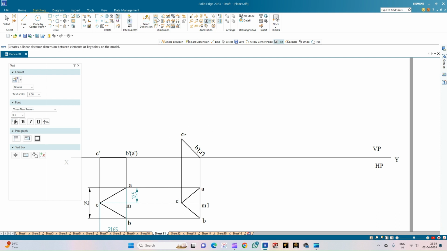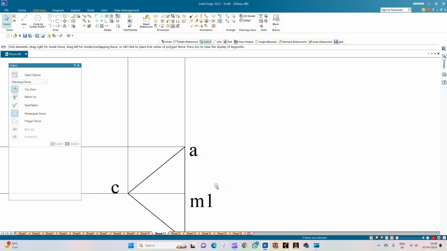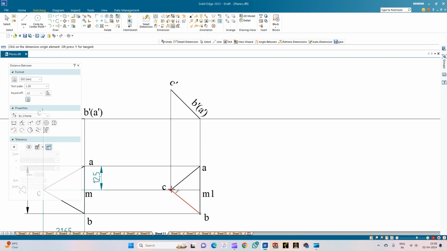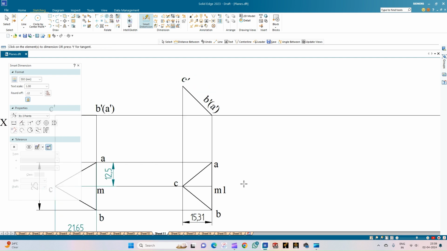So here also we can just check if it is bisecting. So select this point and this point, and the distance is 12.5. Okay. So now let us measure the length of the median in the second position, which is equal to 15.31. So the length of this median is equal to 15.31. Okay. So now we can understand that the length of the median is not constant.